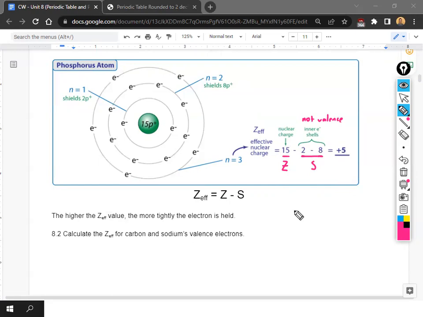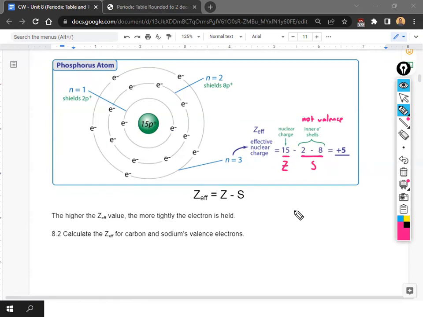So it's all the ones that are inside. Usually we're calculating Zeff for the valence electrons, and that's what we use that for. If we're talking about atoms with 3 shells, we count the inner two. If we're talking about atoms with 2 shells, then we would only count the 2 in the first shell. It's basically anything that's not valence.